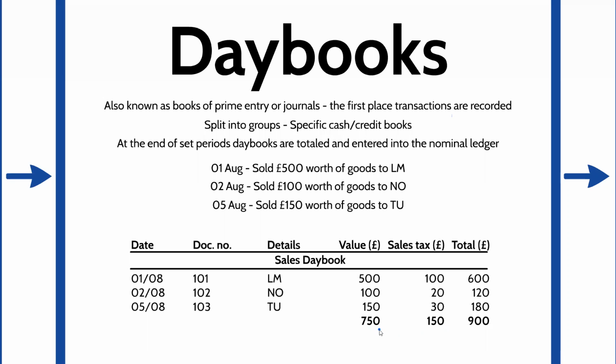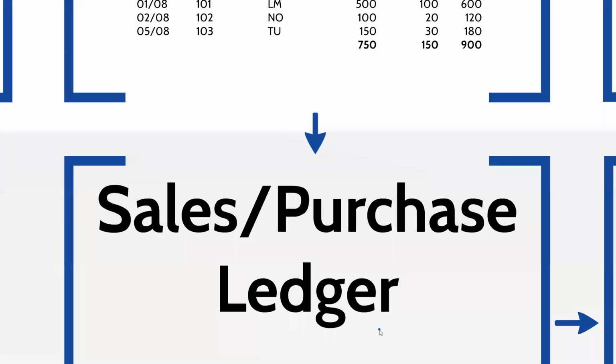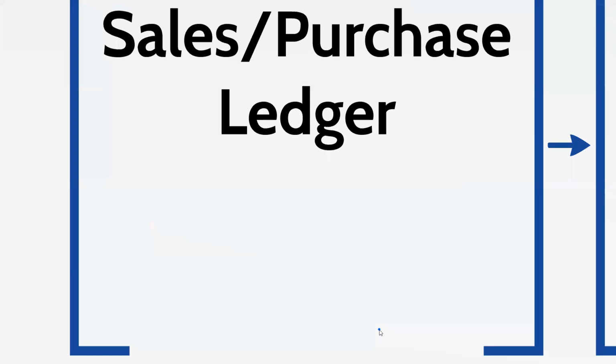So after transactions have been recorded in the daybook, we can move on to the next stage of our bookkeeping process, which relates to the sales and purchase ledgers. Now, as we saw, these operate outside the bookkeeping process in and of itself, and these are for accounting for credit transactions only. So a crucial piece of information to remember.